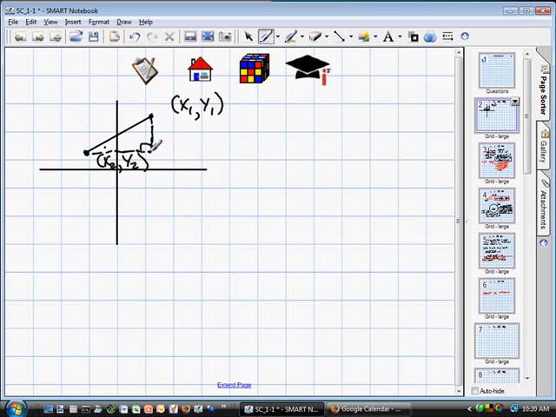And this point down here, you're going to have to figure out. Look at it. What's the x-coordinate of this point? Because it's completely below this one, doesn't it have to be x1? And what's the y-coordinate of this point? Because it's horizontal from this one, wouldn't it have to be y2?